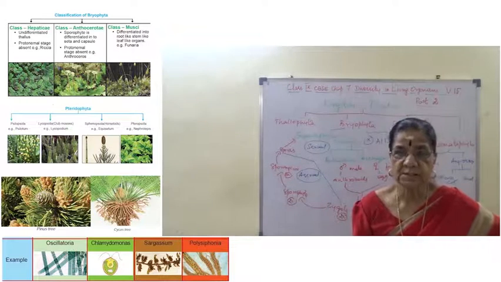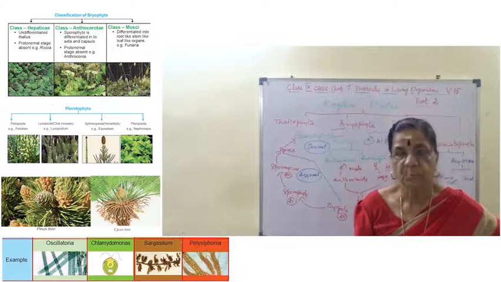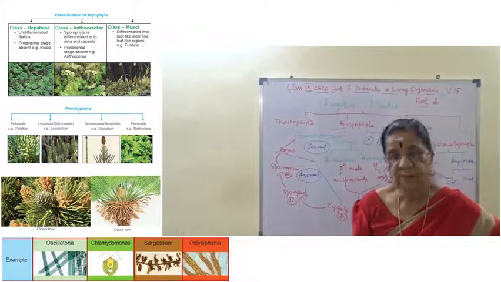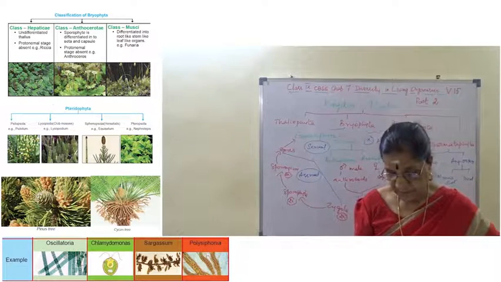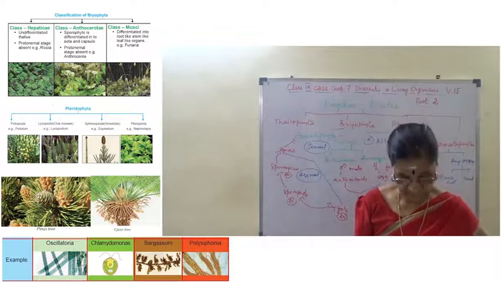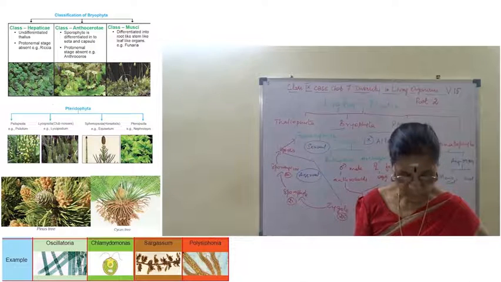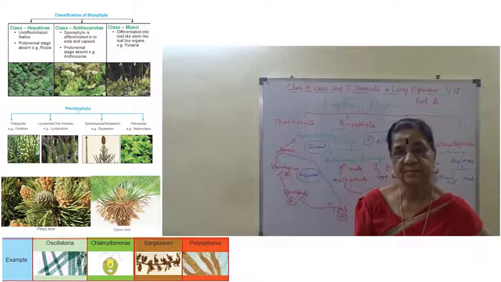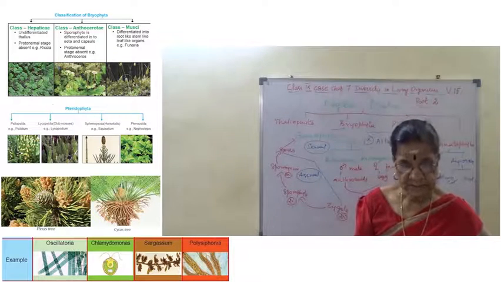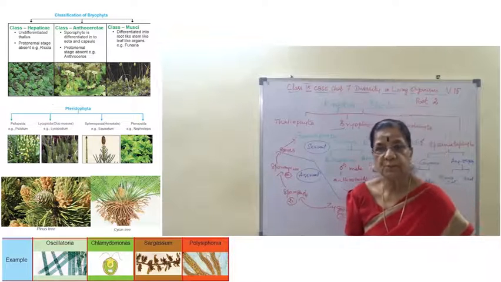Whereas in Pteridophyte, the root system first starts developing. Vascular tissues, xylem and phloem, start appearing from this plant group onwards. They are further classified into Psilopsida, Lycopsida, Sphenopsida, and Pteropsida. Examples: Psilotum, Lycopodium, Equisetum, and Nephrolepis. Are you clear?